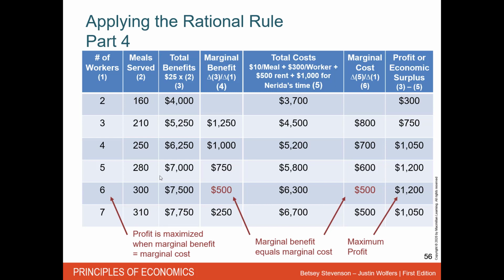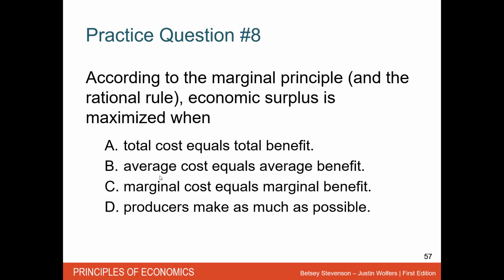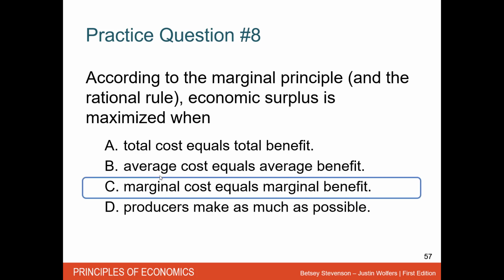Now that is clear, let's check our understanding of the marginal principle. According to the marginal principle and the rational rule, economic surplus is maximized when A. Total cost equals total benefit, B. Average cost equals average benefit, C. Marginal cost equals marginal benefit, or D. Producers make as much as possible. And without explanation, you should know that the answer is C. Marginal cost equals marginal benefit. That's what the marginal principle says and the rational rule.